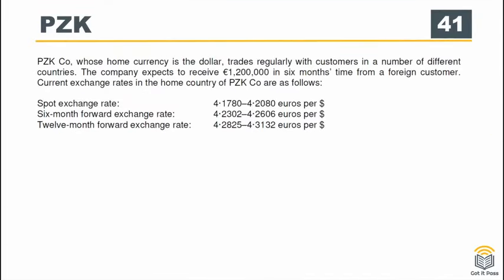So let's look at the question or the background information of it. This company, whose home currency is the dollar, trades regularly with customers in a number of different countries. The company expects to receive 1.2 million euro in 6 months' time from a foreign customer. So it is going to receive money in foreign currency.